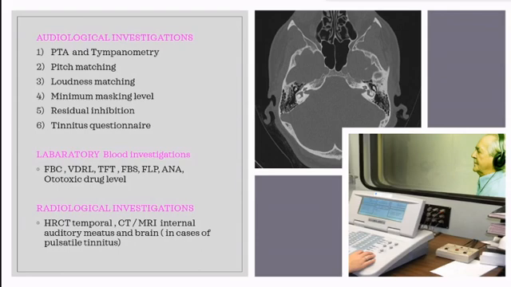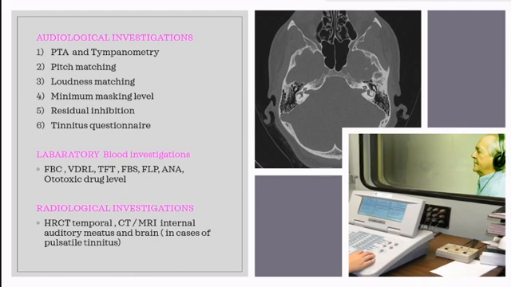We also perform blood and lab investigations to rule out any possible causes of tinnitus, because anemia is also a known cause of tinnitus. One of the investigations you can do is a full blood count. Next, for certain selected patients, we also subject them to radiological assessment. It's either a CT scan of the temporal bone and middle ear, or a CT or MRI of the internal auditory meatus and brain. This is usually in cases of pulsatile tinnitus.